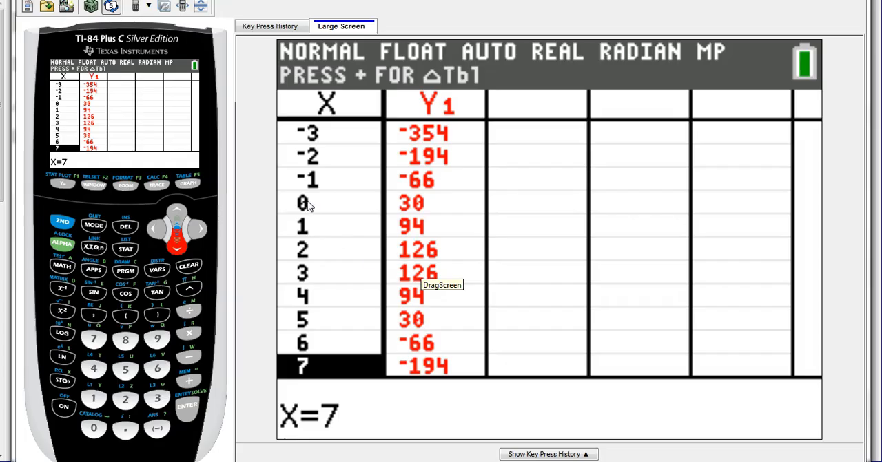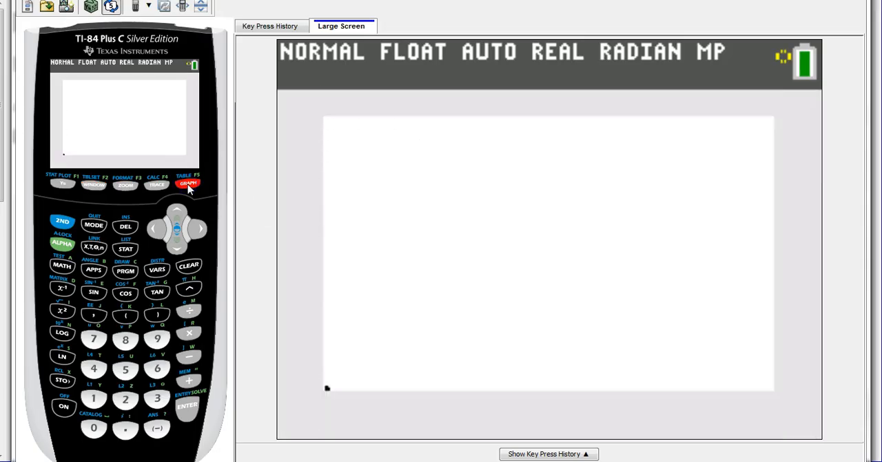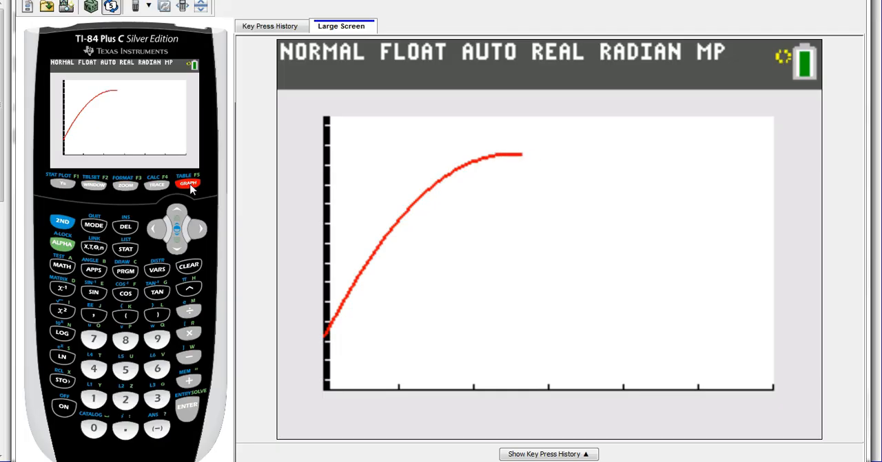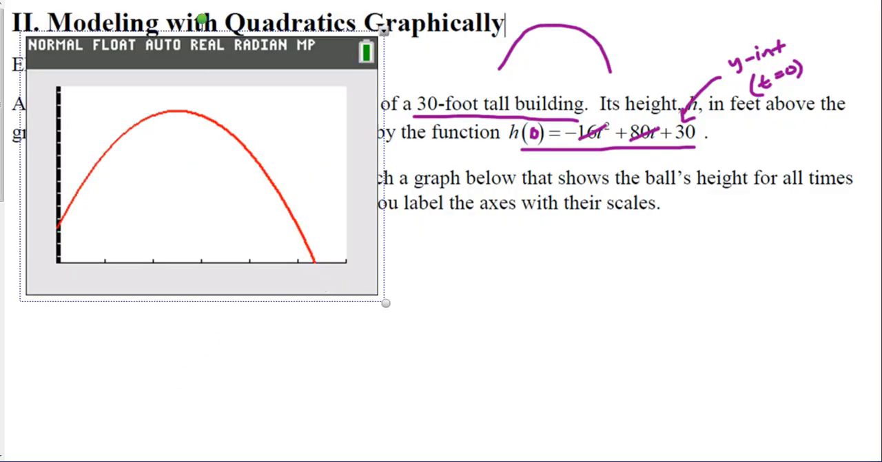So in terms of establishing my window, I can go between like 0 and 6 in the x, and what would you say, maybe 140, 150 for the y's? That should do it, 150. So I'll press the window key, and I want 0 to 6 for the x, 0 to 150 for the y. Now you can just hit graph, and that gives me a pretty nice window fit for my function. So I will take a little picture of that and pop that into my notes so that I can graph it.